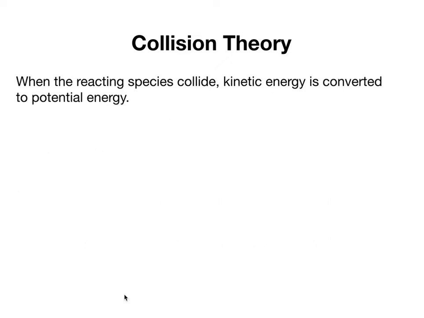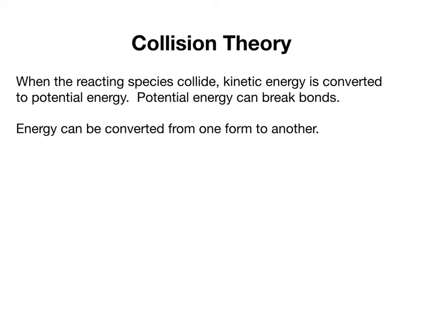When the reacting species collide, kinetic energy, or energy of motion, is converted to potential energy. And it's the potential energy that can break bonds. As you may know, energy can be converted from one form to another. And there are several different types of energies that you may have encountered before.